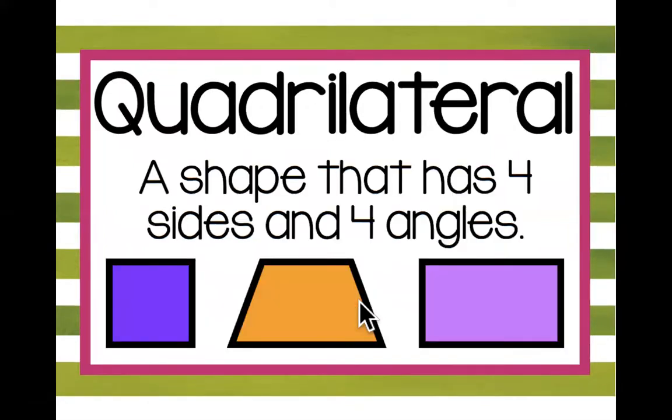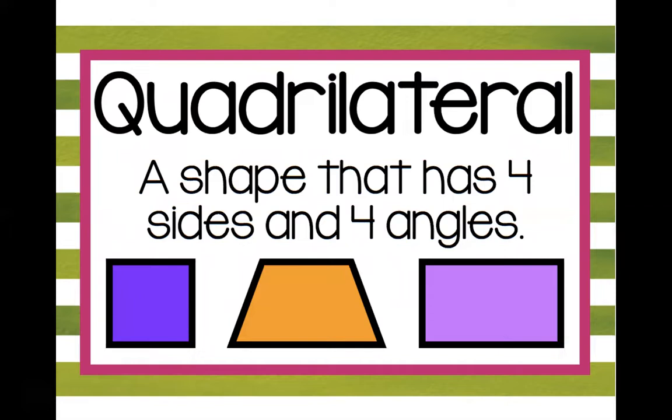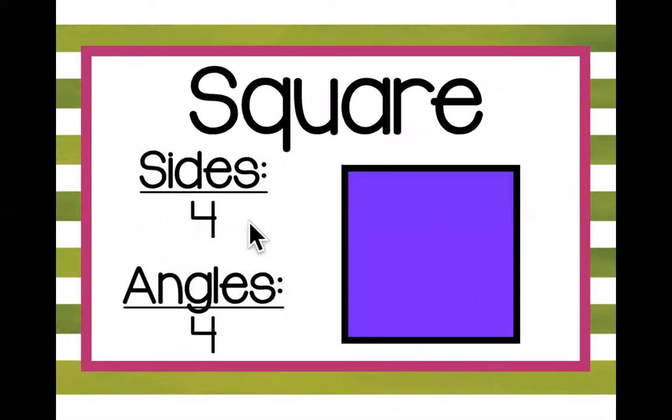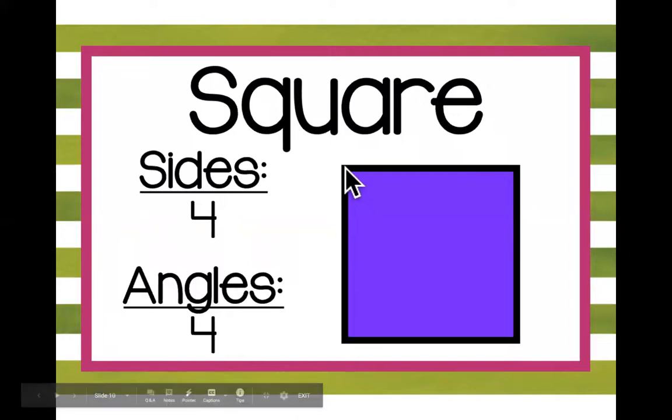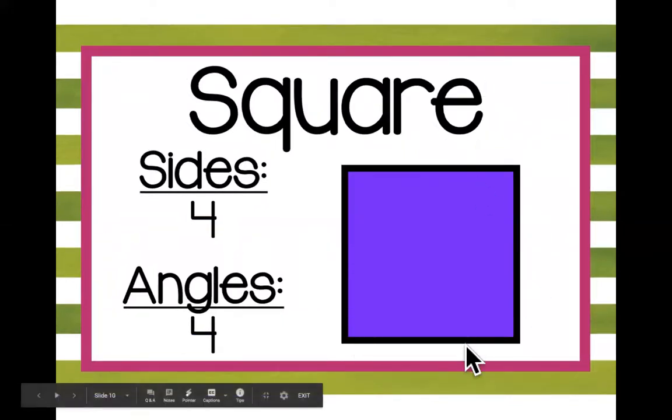Quadrilaterals are just shapes that have four sides and four angles. And there are three different types of quadrilaterals. There are definitely more, but we're going to talk about these three in particular. So the first one is a square, has four sides and four angles. Again, the sides are the straight lines, and then the angles are where the two lines or sides meet. And remember, for a square, all of the sides are the same length.